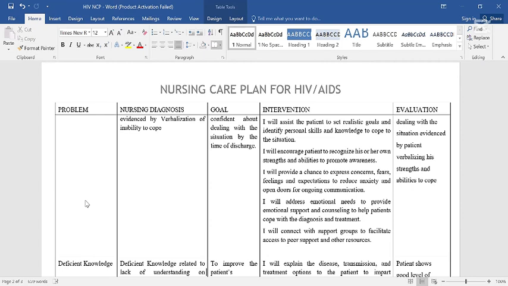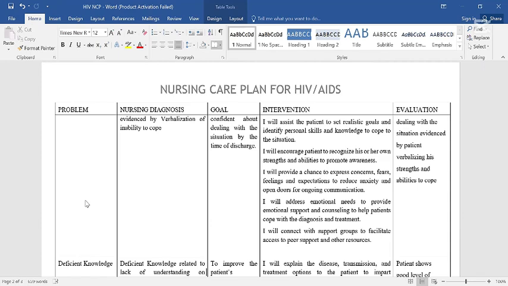Number three, I will encourage the patient to recognize his or her own strengths and abilities to promote awareness. So the third point is just talking about the patient being more aware of their strengths and their abilities. So we want to ensure that this patient recognizes what they have in them so that they can be able to cope easily with the situation.